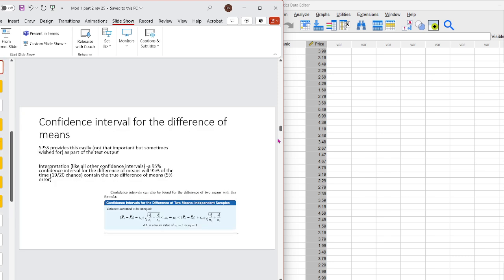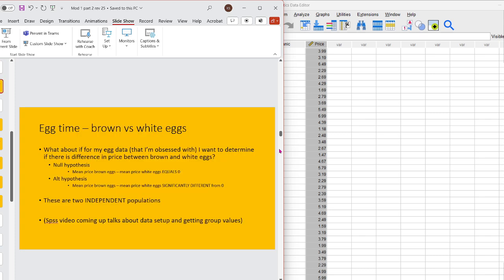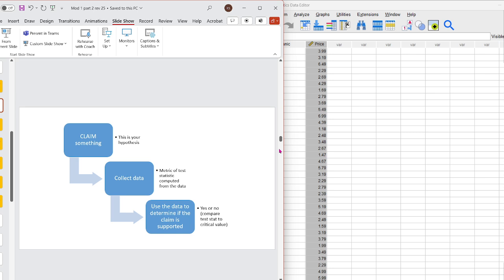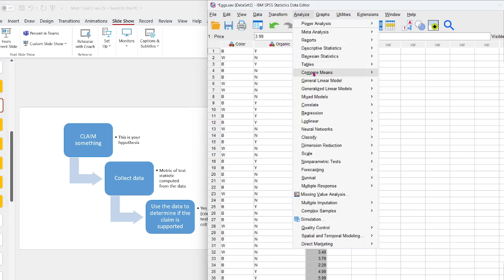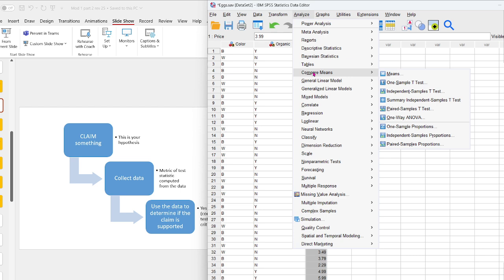So the null hypothesis is that the brown is equal to the white. That's the claim. The data has been collected, and then the metrics are going to be computed by SPSS. So how do we actually run an independent samples test in SPSS? The answer is under Analyze, Compare Means. Pretty much all of Module 1 is under Compare Means. And this is the independent samples t-test.